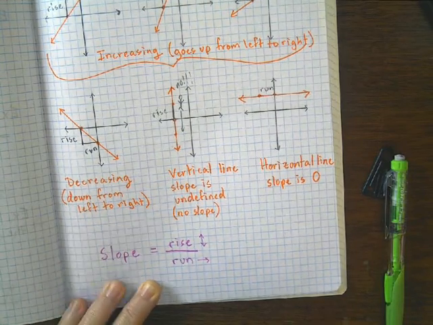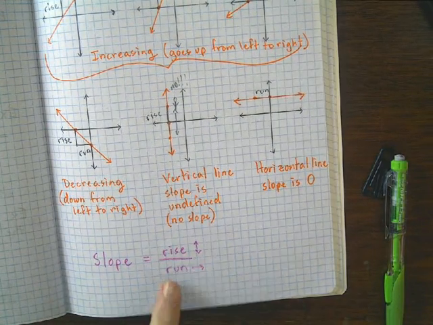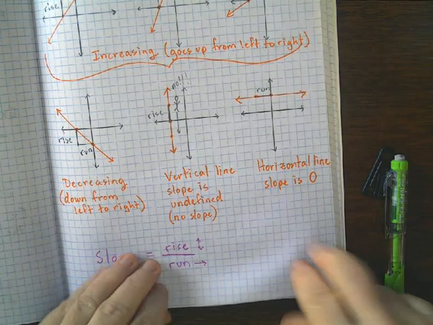Okay, so let's look at some examples. We're going to find the slope of some examples. Turn the page. Oops, I think I turned 2 pages.